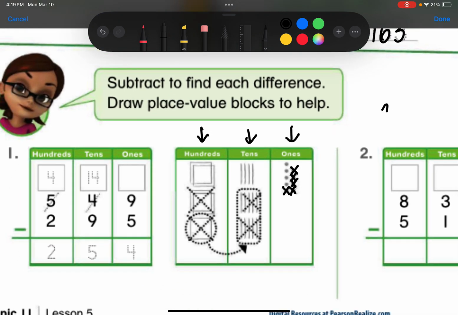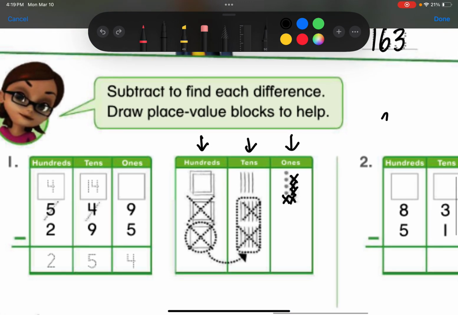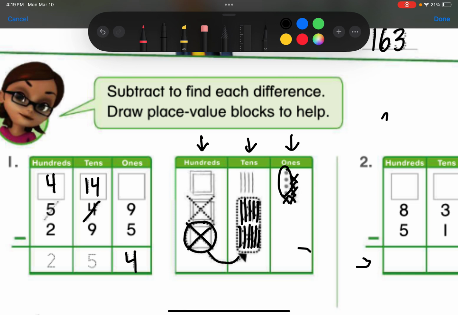Now we need to subtract 9 from 4. So there is only 4 tens, so we can't subtract 9. So what they did was they took one of these hundreds and they broke it up into 10 tens. Okay, so now you have 10 plus 4, 14 tens. And that leaves you with 4 hundreds. 9 minus 5 equals 4. If we took away 14 minus 9 equals 5. And then 4 minus 2 equals 2.